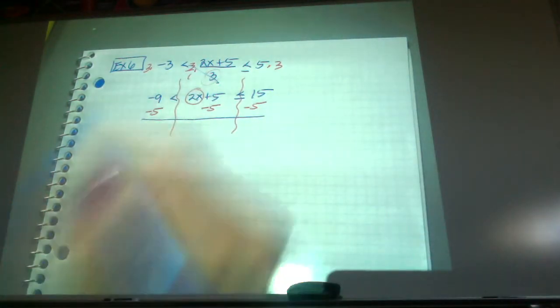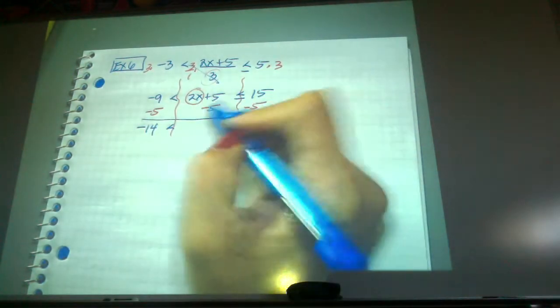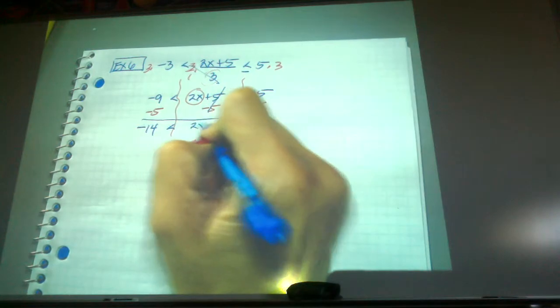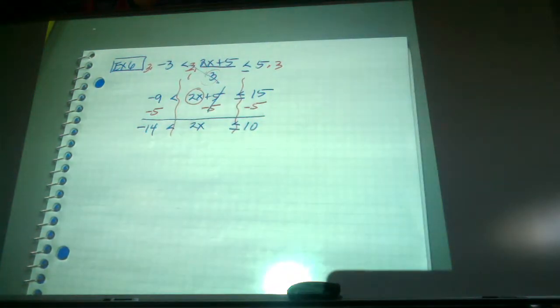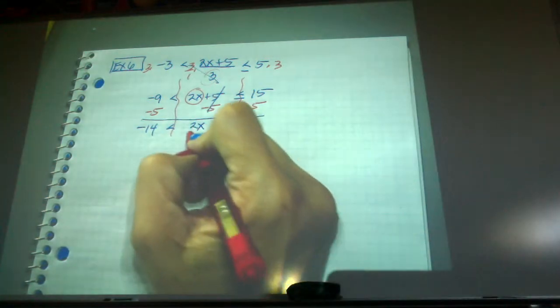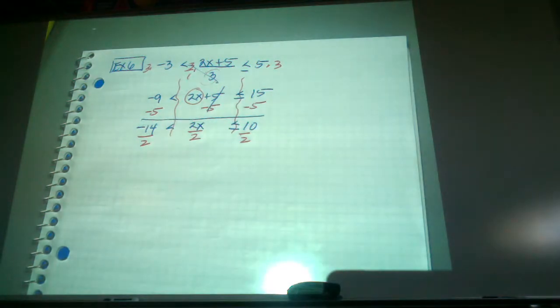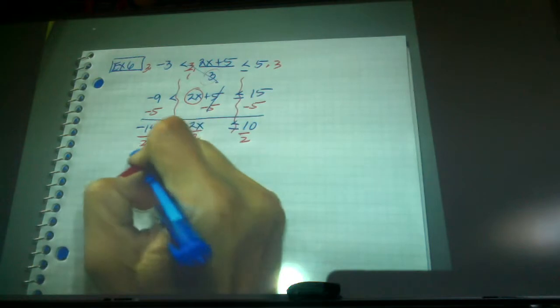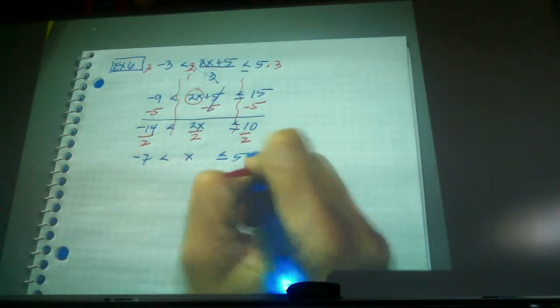So I end up with, add and keep the sign, negative 14, less than, those cancel, so 2x, less than or equal to 10. Don't lose those inequality signs. Then still focusing on the middle, how do I solve for x? So if I divide the middle by 2, I have to divide the right side and the left side by 2. I am not dividing by negative, so I don't flip signs. I end up with negative 7 less than x less than or equal to 5.